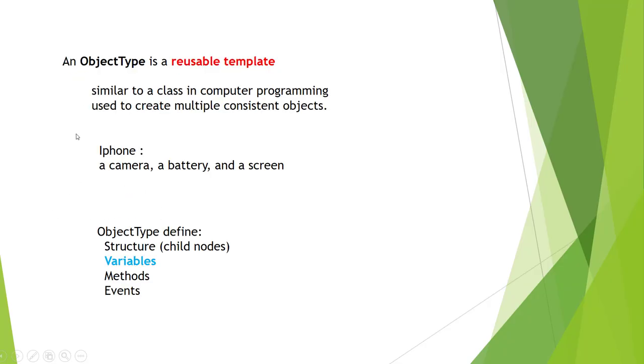An object type is a reusable template, similar to a class in a computer program. We can use an object type to create multiple objects in the project. For example, an object type looks like an iPhone: camera, battery, screen. An object type defines structure, variables, methods, and events. Most of the time we use variables.